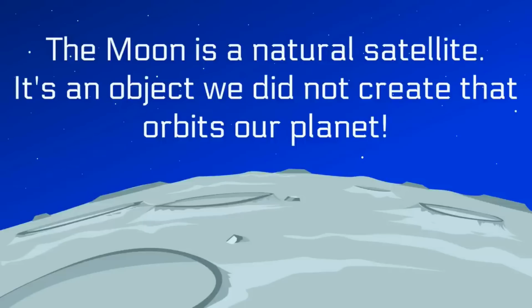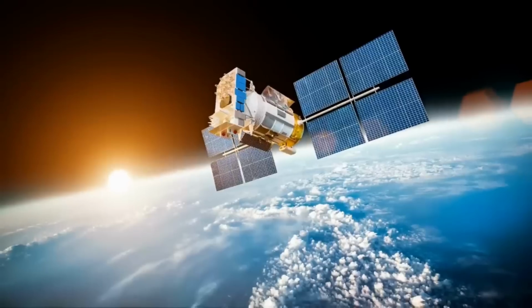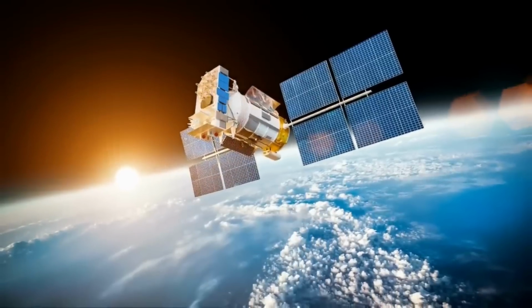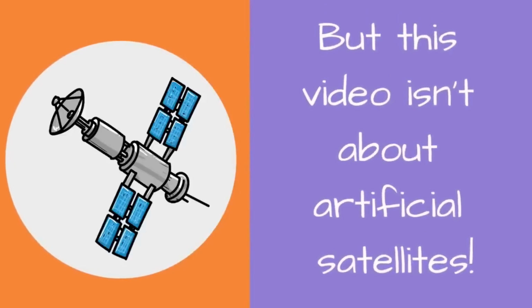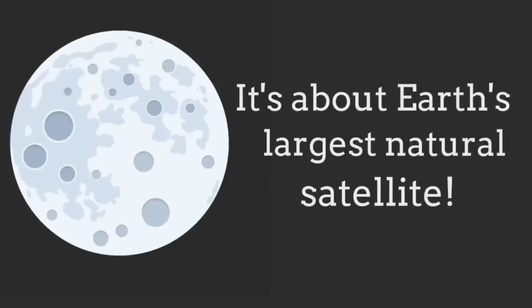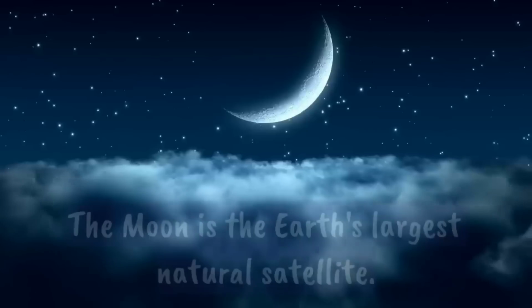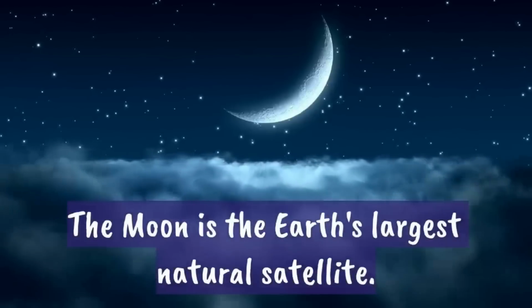Isn't that cool? Here is an example of an artificial satellite. It is something people made that orbits Earth. They cost hundreds of millions of dollars to make and can do all kinds of awesome things in space. But this video isn't about artificial satellites, right? It's about Earth's largest natural satellite. Yeah, the moon! The moon is the Earth's largest natural satellite.